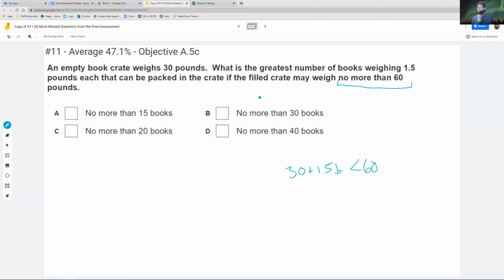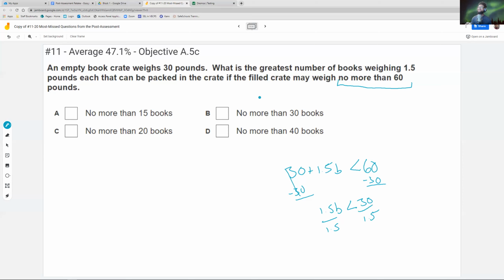So I'm going to subtract 30 from both sides. Minus 30, minus 30. 30 minus 30 is 0 over here. I have 1.5b is less than 30. All right. And then you're going to divide both sides by 1.5. I'll save that portion of the arithmetic for you to come up with the rest of this answer. But that's how you're going to do this.